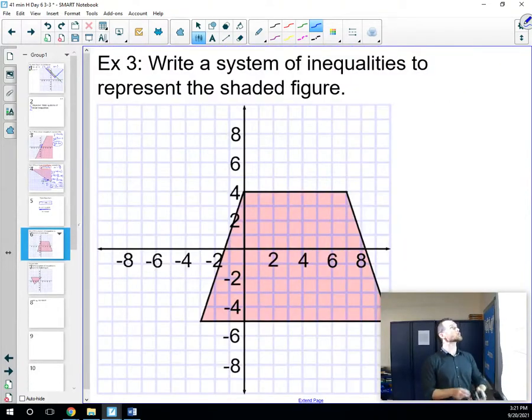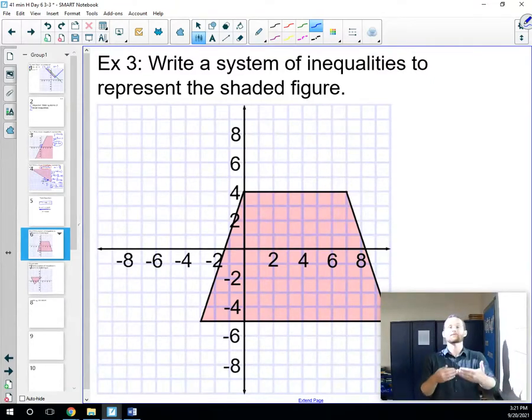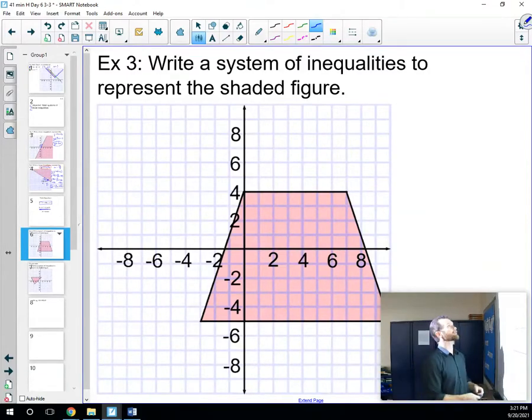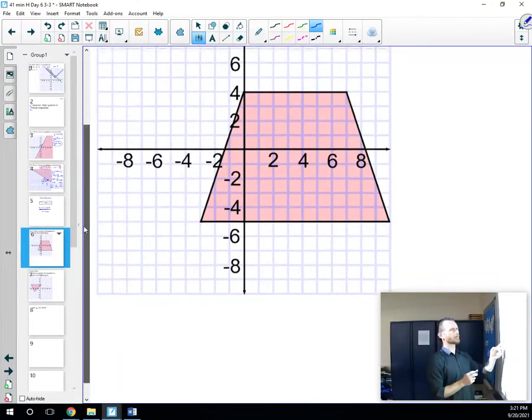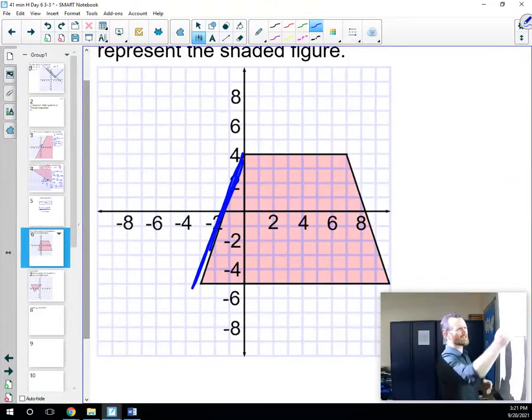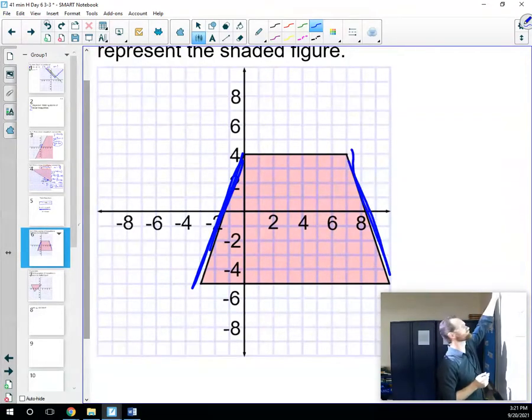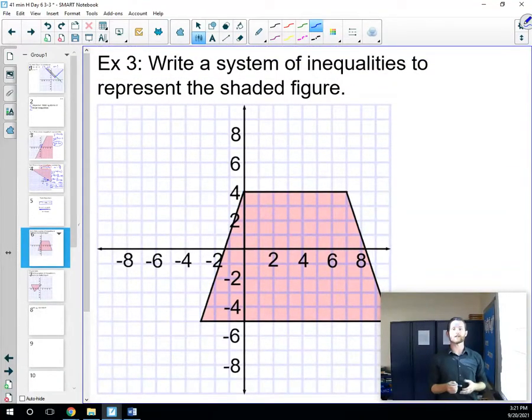All right, let's jump to example 3, which really is the first example where we're actually doing the objective. We're actually going to create a system of linear inequalities to represent what we have here. So let me scroll down a little bit just so we can see this more easily. What we have here is a trapezoid, technically an isosceles trapezoid, at least it looks like it, because the two legs look congruent, at least by appearance. And we're going to create a system of inequalities to represent this shaded figure.